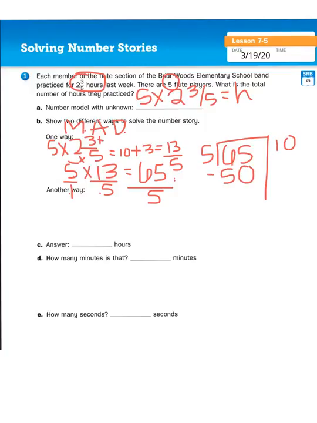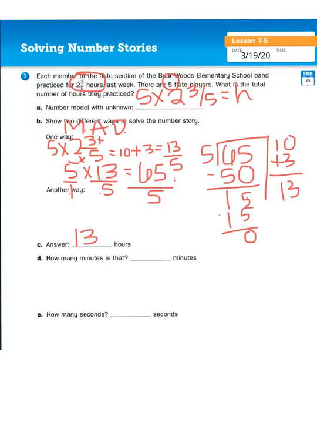So I'm going to do 65 minus 50. I have 15 left. I know 5 times 3 equals 15. If I do 15 minus 15, I have no remainder. So now I'm going to add up 10 plus 3, and that equals 13. So they practiced about 13 hours.